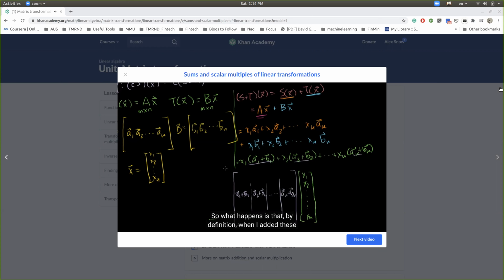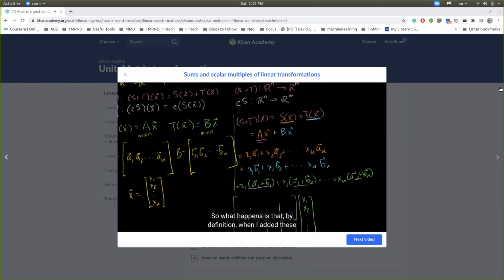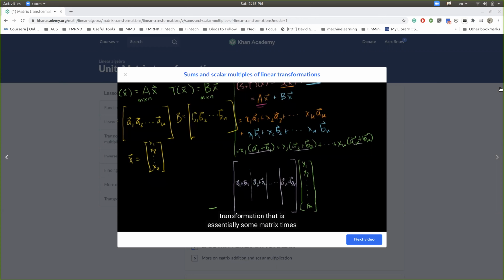So what happens is that by definition, when I added these two transformations, I just used their corresponding matrices, and I said, you know what? The addition of these two transformations created a new transformation that is essentially some matrix times my vector, and that matrix ended up being the sum of the corresponding column vectors of our two original transformation matrices, right? This new matrix that I got, and I haven't defined matrix addition yet, but we got here just by thinking about vector addition. This matrix is constructed by adding the corresponding vectors of the matrices A and B.